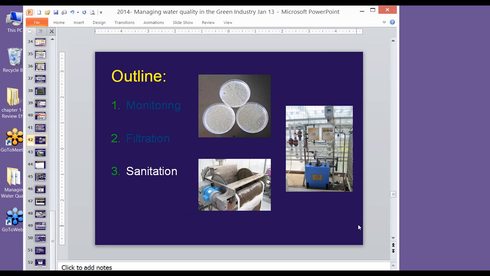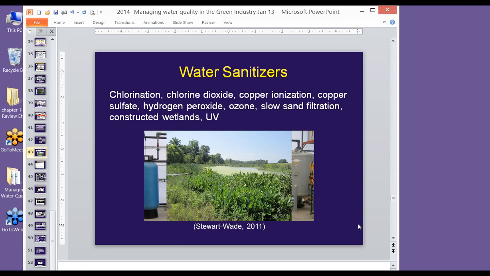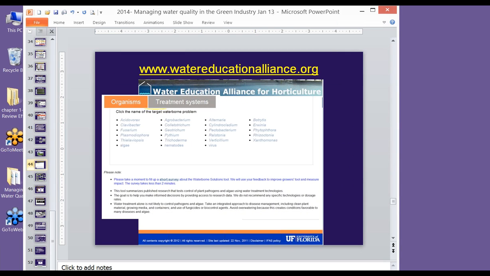Now we're going to move on to sanitation. I have some animations here, but it's okay. Basically, what I want you to know from here is that we have different types of sanitizers. In the greenhouse industry, we're using chlorine, chlorine dioxide, copper ionization, copper sulfate, hydrogen peroxide, ozone, and more ecological alternatives such as slow sand filtration, constructed wetlands, and UV.